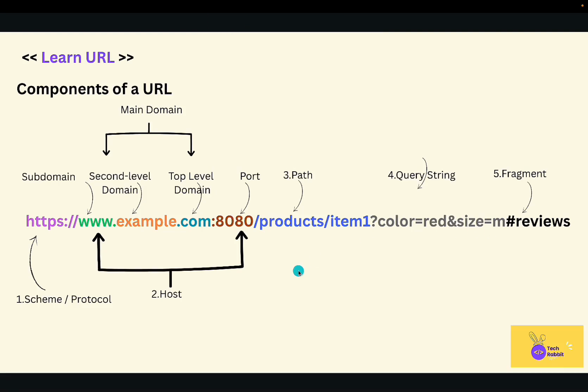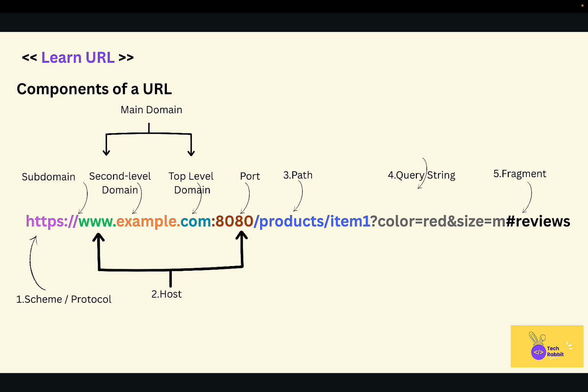A URL is divided into 5 main components. The first component is scheme or protocol. The second one is host. The third one is path. The fourth one is query. And the fifth one is fragment.